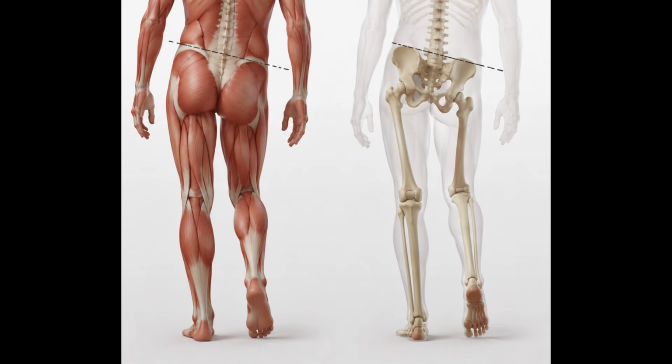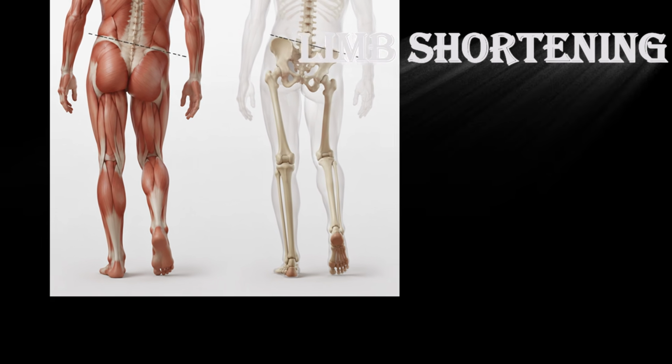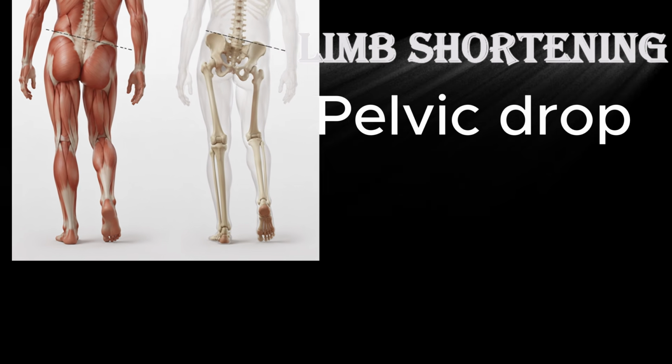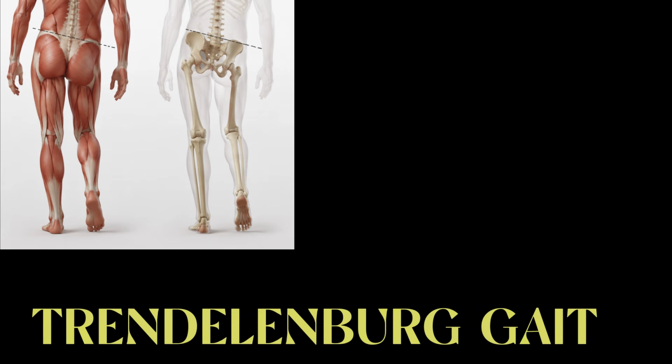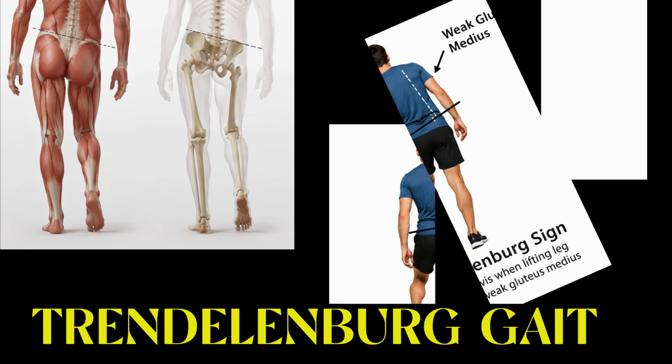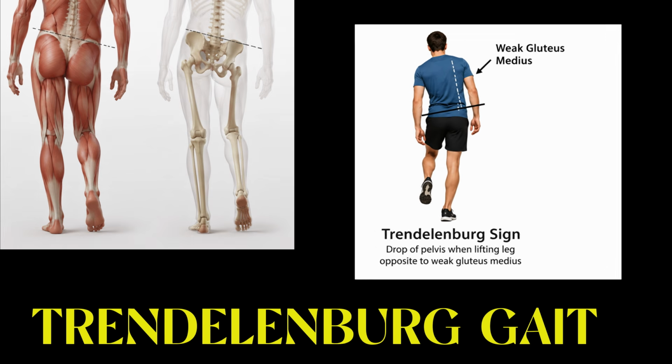Damage to the superior gluteal nerve on one side would result in paralysis of the gluteus medius and minimus of that side, resulting in loss of steadiness or stability of the contralateral limb, and is marked by limb shortening and pelvic drop. This is called the Trendelenburg gait. Thus, a right superior gluteal nerve damage results in left pelvic drop or left limb shortening, and vice versa.